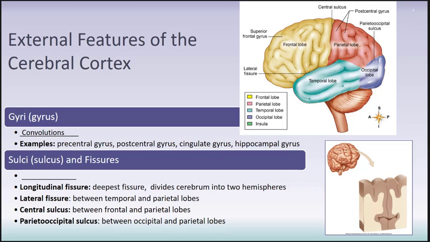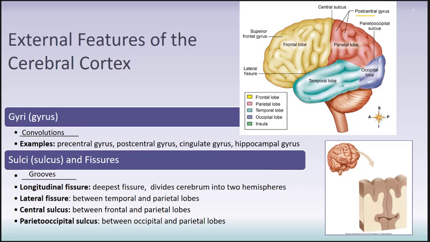And some examples include the precentral gyrus, the postcentral gyrus, which is actually labeled here. So it's just behind that central gyrus, postcentral gyrus. We have precentral gyrus. There's a cingulate gyrus, and there's also a hippocampal gyrus. These are some examples of the convolutions that you see within the brain on the external part of the cerebral cortex. We also have sulci and fissures, and really fissures are deeper.